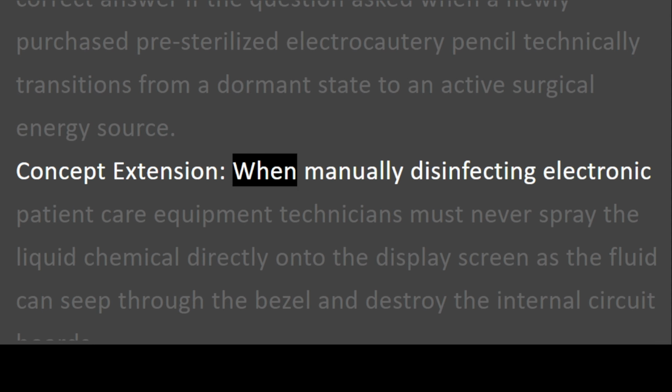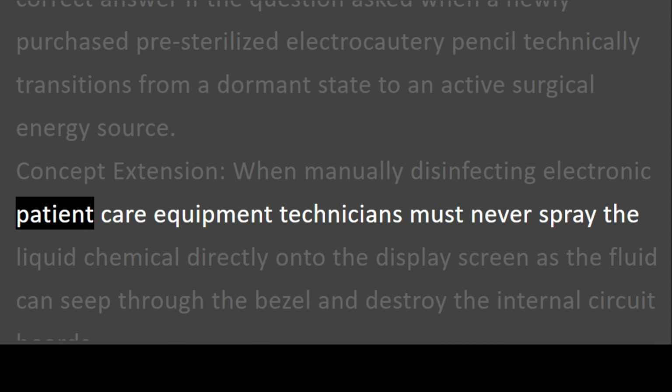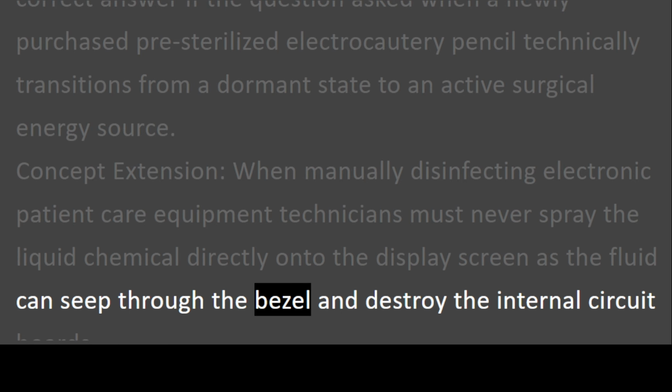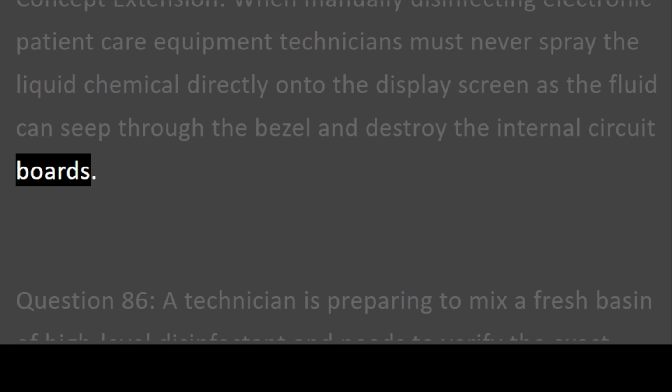Concept extension. When manually disinfecting electronic patient care equipment, technicians must never spray the liquid chemical directly onto the display screen, as the fluid can seep through the bezel and destroy the internal circuit boards.